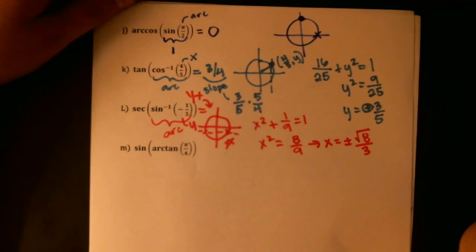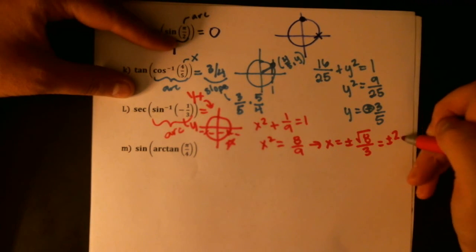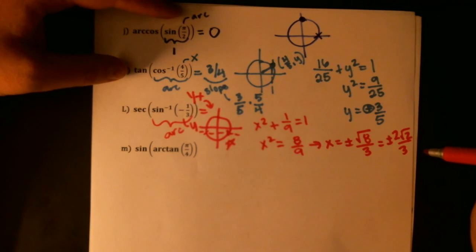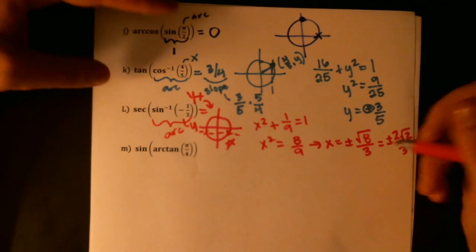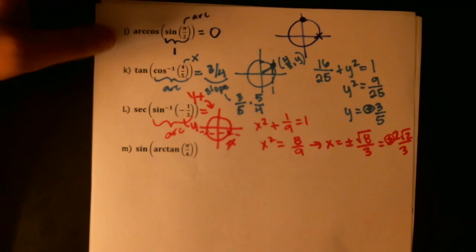If you'd like to go a step further and extract roots from that 8, that's fine. It does break down a little more to 2√2 over 3. I don't care either way. We decided that we were in quadrant 4, so we're going to choose, what is this? This is our x. We're going to choose the positive x.